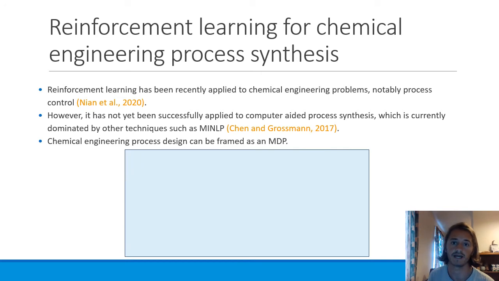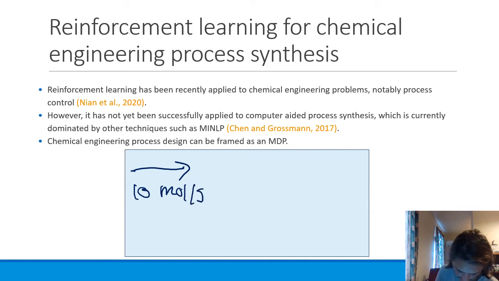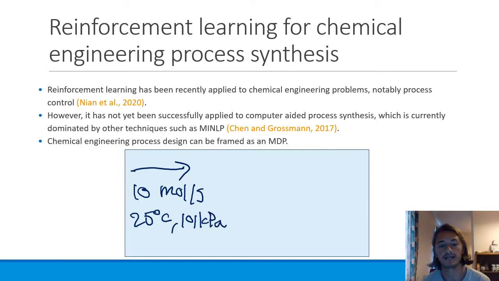Then let's say the first action that the agent takes is to add a stream with 10 moles per second of A, which is available at 25 degrees C and 101 kPa. So now the new state will look like something like a stream table containing just the stream. The corresponding reward could be the raw material cost of 10 moles per second of A converted into an annual amount.